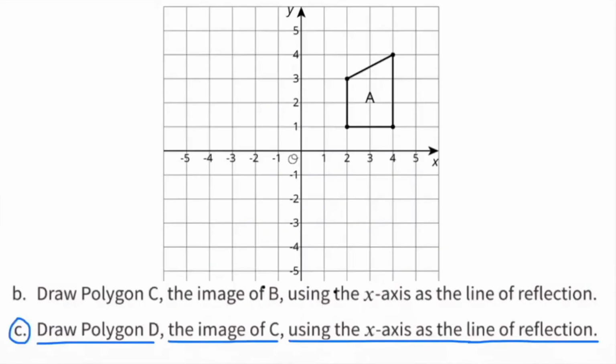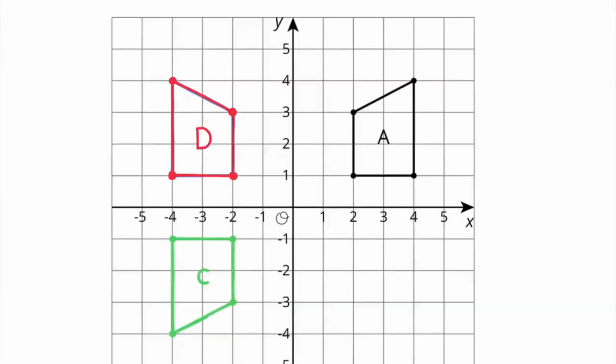C. Draw polygon D, the image of C, using the x-axis as the line of reflection. Here you can see I've drawn polygon D in red. It's the exact same shape as polygon B.